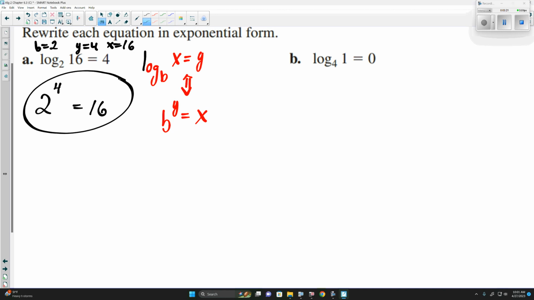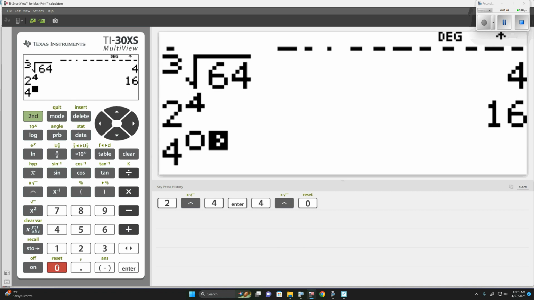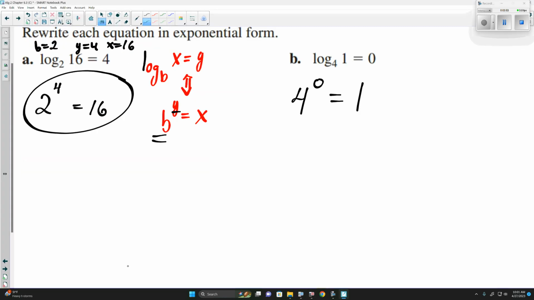Now let's look at the next one. Log base 4 of 1 equals 0. In this case, our b would be what? 4. The exponent would be 0, so 4 to the 0 is equal to 1. Anything to the 0 power is indeed 1. We can check it. 4 to the 0 is 1. So we do have the correct statement.